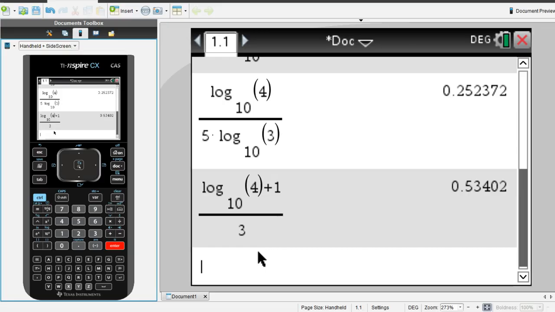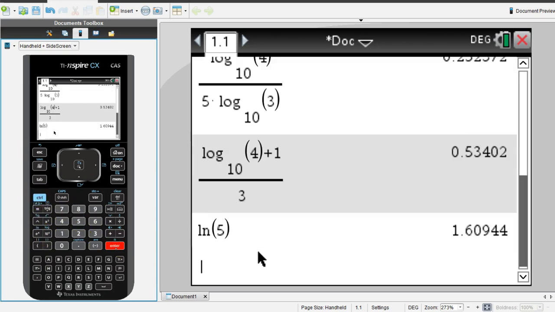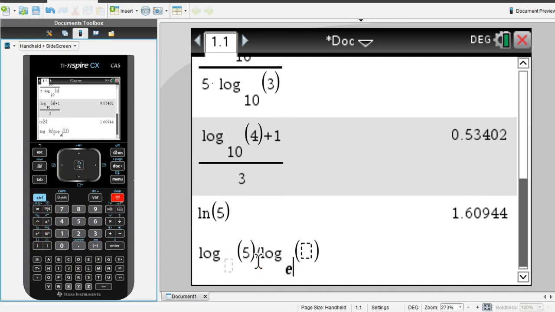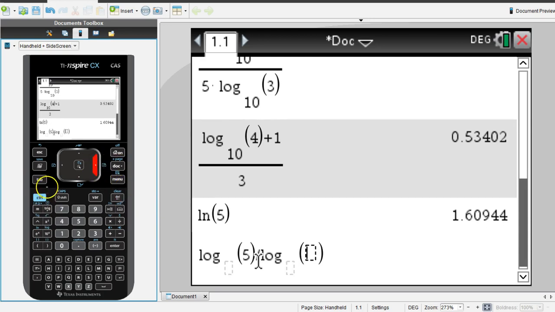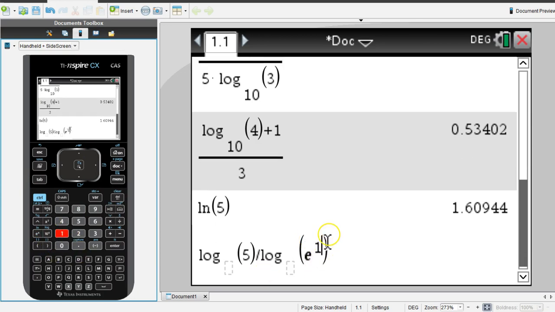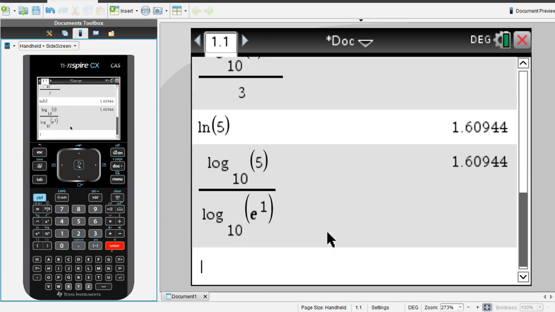Does it change the answer? No. I'll show you. Let's do the natural log of 5, which I think was the easier of the two answers. And here's what the rest of you have to do if you don't see that. You would do log of 5 divided by log of e, and then you'd have to go, oh man, I just put that in the wrong spot. Wrong button. Messy, messy, messy. There we go. E, but I've got to give it an exponent, so you'd have to do log of 5 divided by log of e to the first. And I get the same answer.